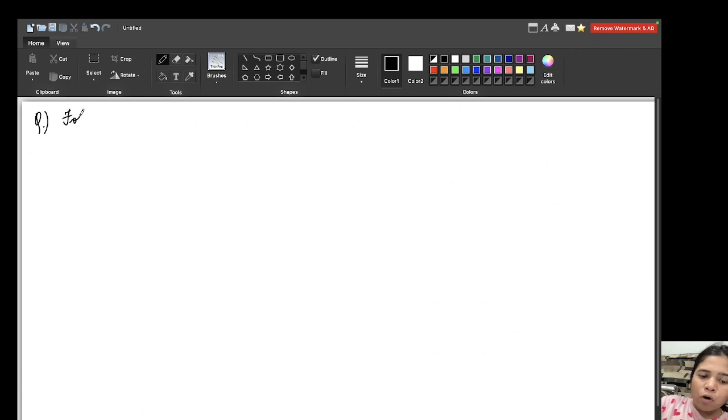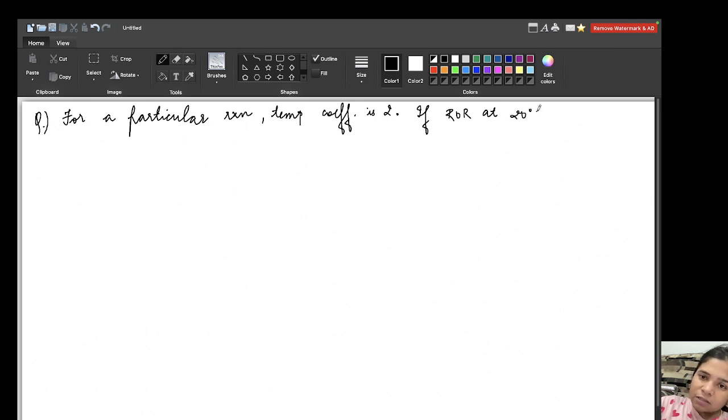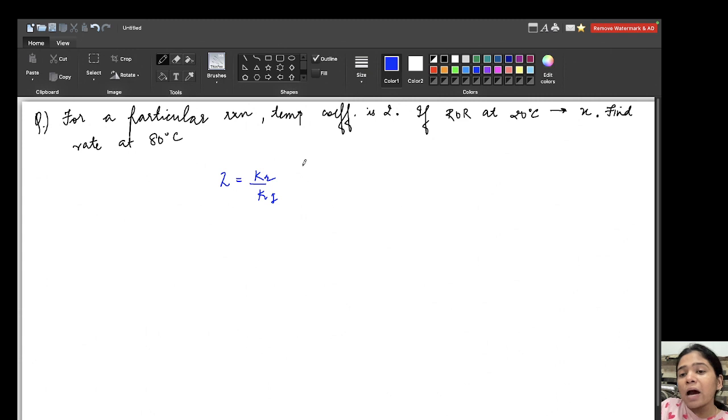The question tells you, for a particular reaction, the temperature coefficient is 2. If the rate of reaction at 20 degrees Celsius is given to you as X, what you need to do is find the rate at 80 degrees Celsius. So what have they given? For a particular reaction, temperature coefficient is 2, K2 upon K1, right? Rate of reaction at 20 degrees Celsius is X.